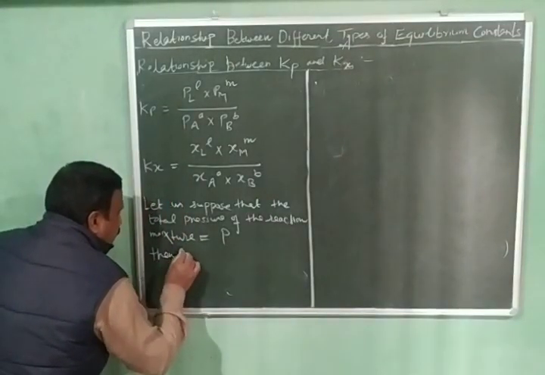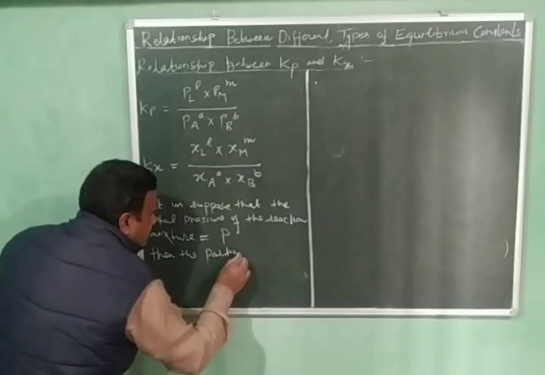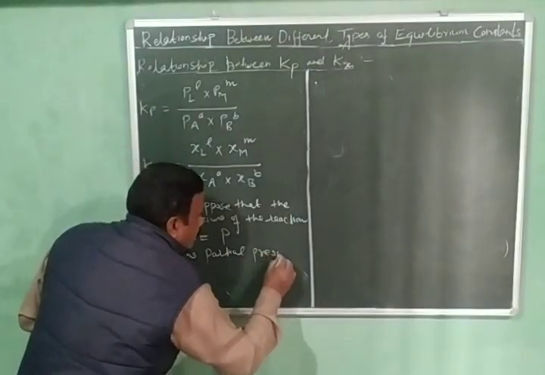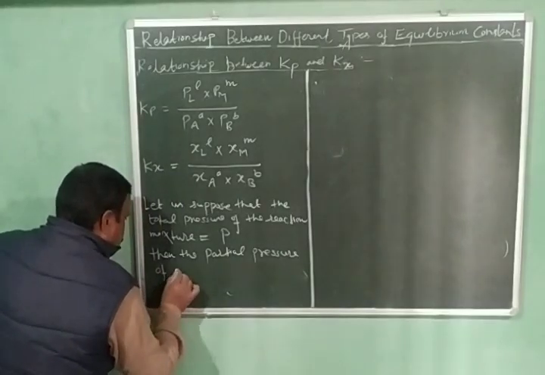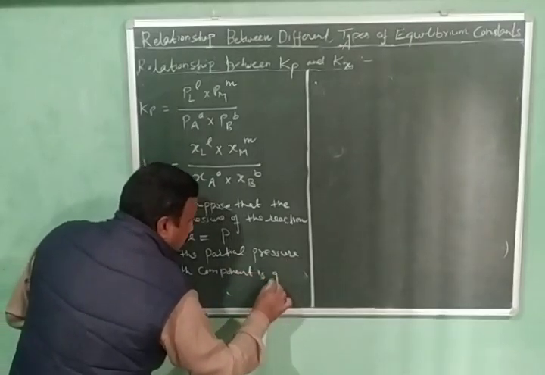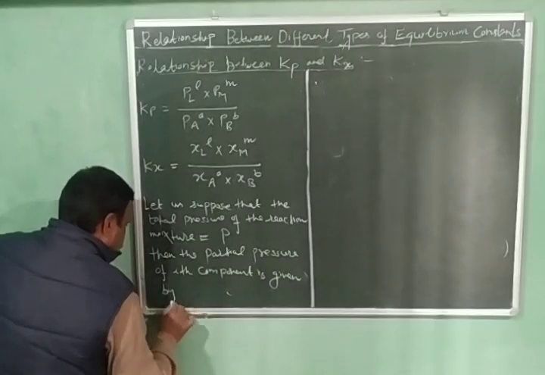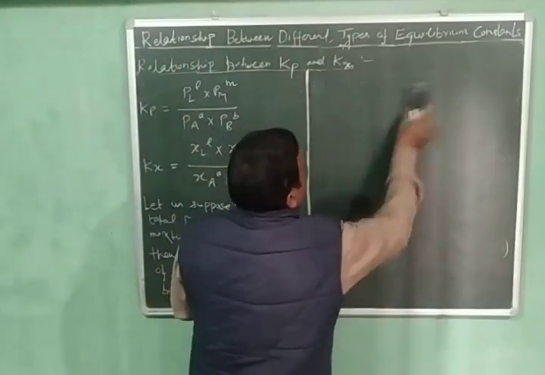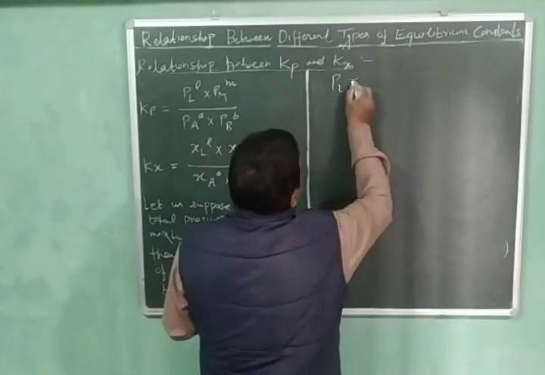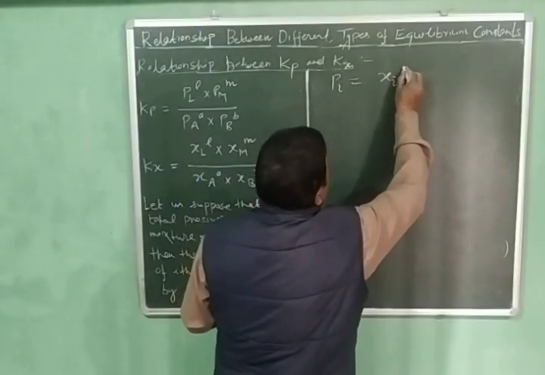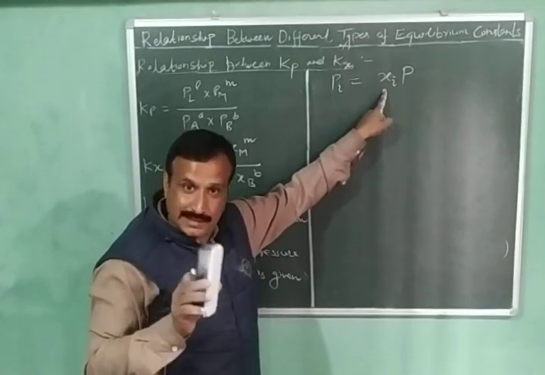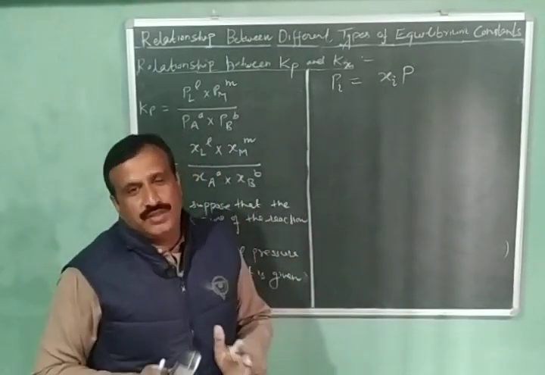Then the partial or individual pressure of the ith component is given by Pi, the partial pressure of the ith component, and it will be equal to Xi into P. That is, this partial pressure Pi will be equal to the mole fraction of the ith component into the total pressure of the reaction mixture.